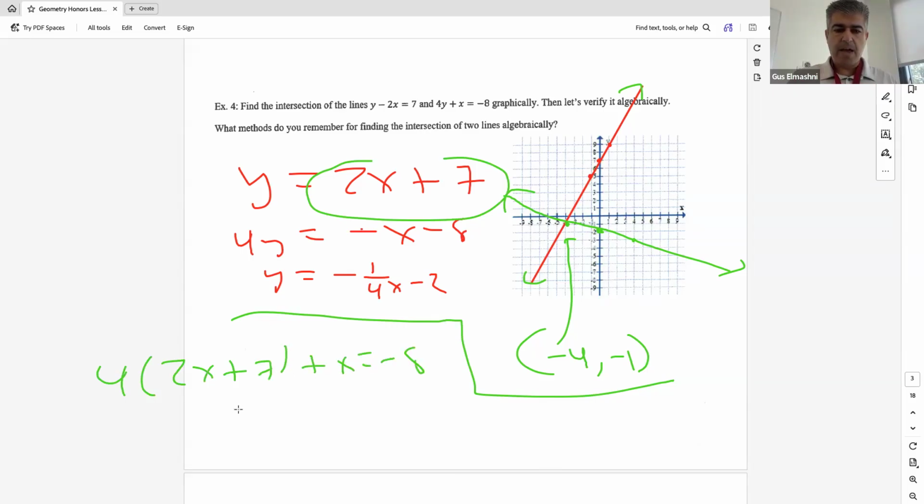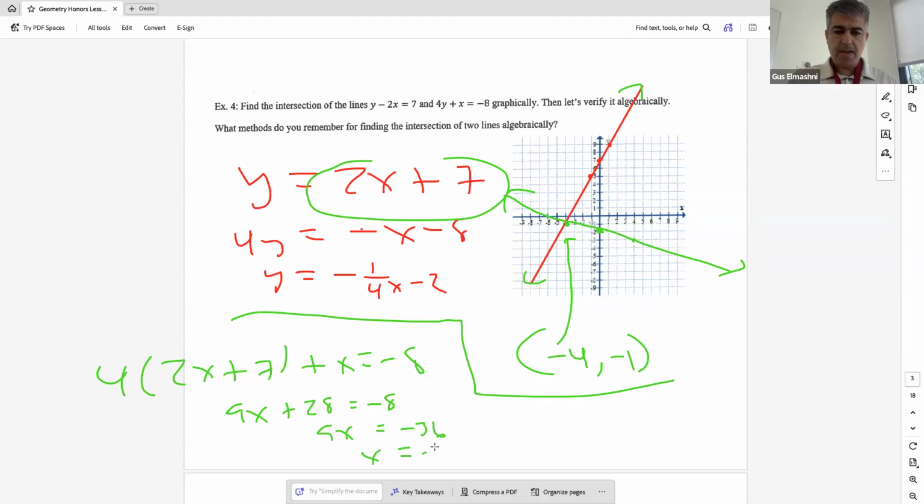So you should get 9x plus 28. 9x equals negative 36. X equals negative 4. If x is negative 4, what does y equal? Negative 1.